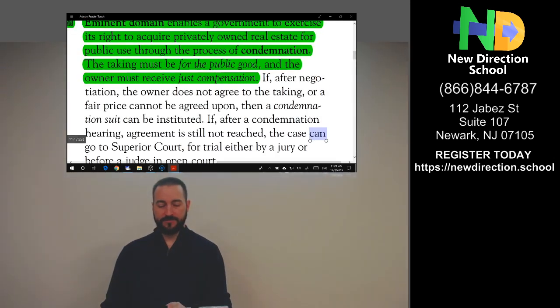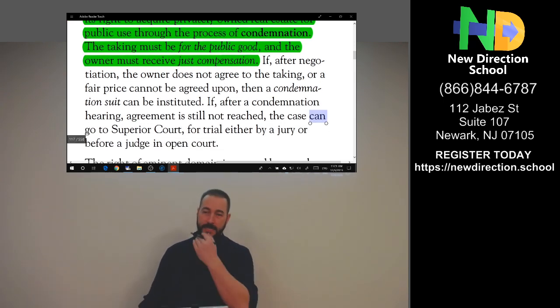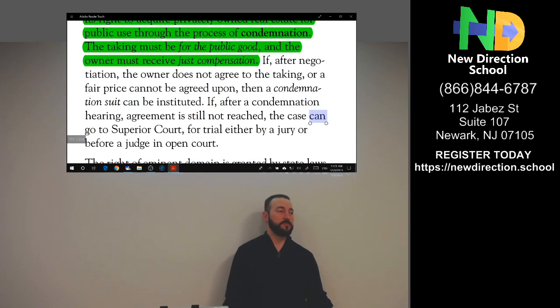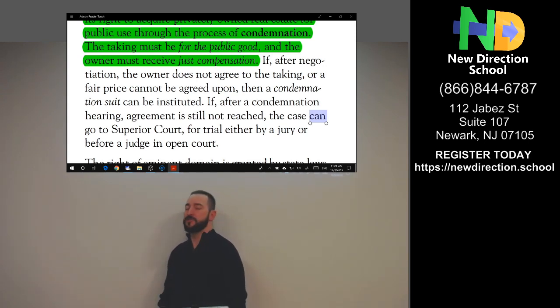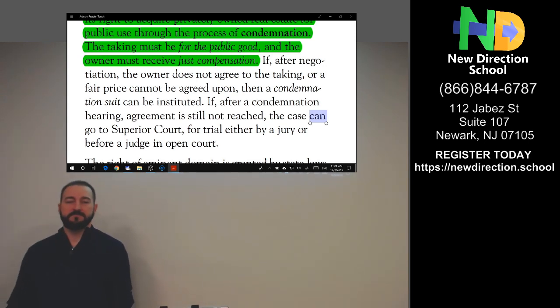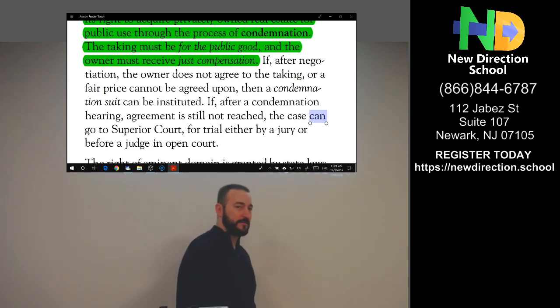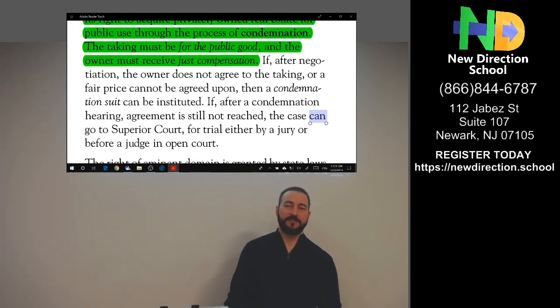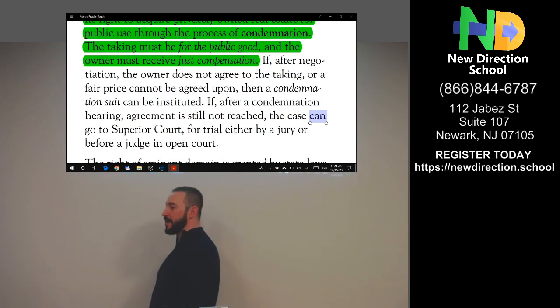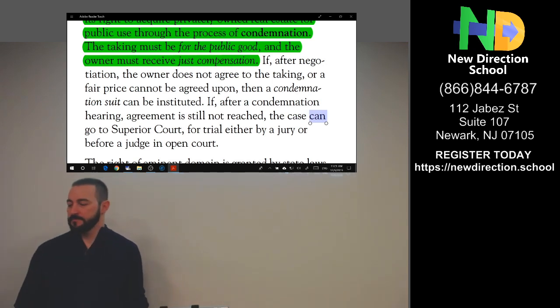So here's what you can do. If after negotiations, the owner does not agree to the taking, or the fair price cannot be agreed upon, then a condemnation suit can be instituted. If after a condemnation hearing, agreement is still not reached, the case could go to Superior Court for trial either by jury or before a judge in an open court. So if you're not happy, what can you do? You can try, keyword, try to fight it. Go after more money.